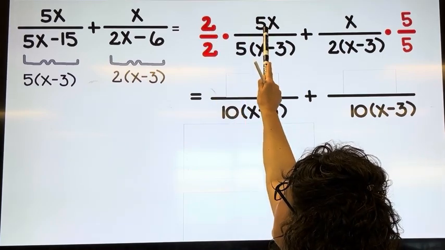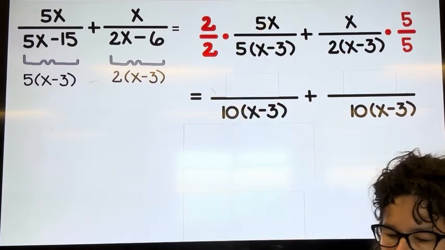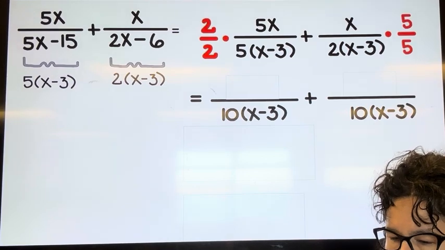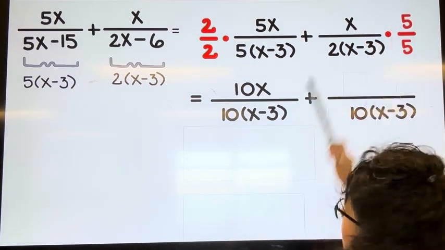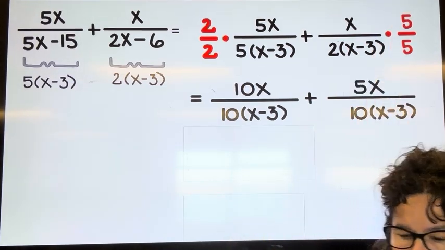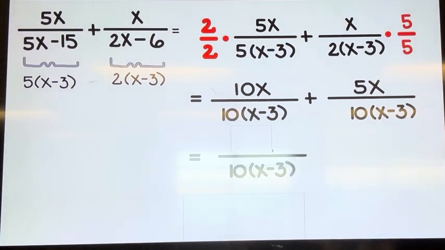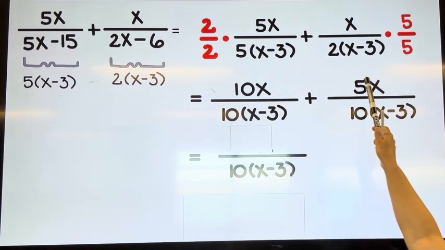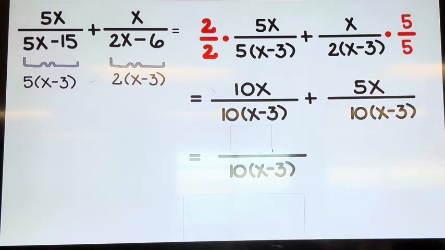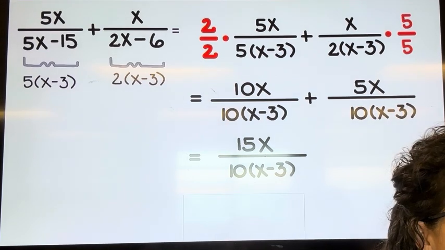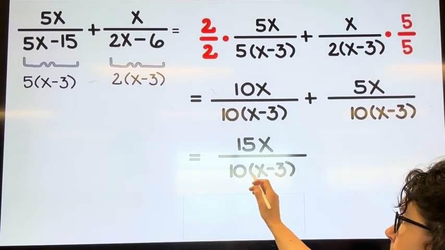2 times 5x, 2 times 5 times x is 10x. And then x times 5 is 5x. Finally, we have our common denominator. So when we add these together, they're over the common denominator, and 10x plus 5x is 15x, but this time we can simplify a little bit.